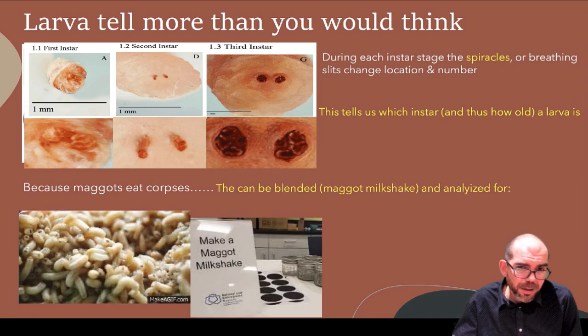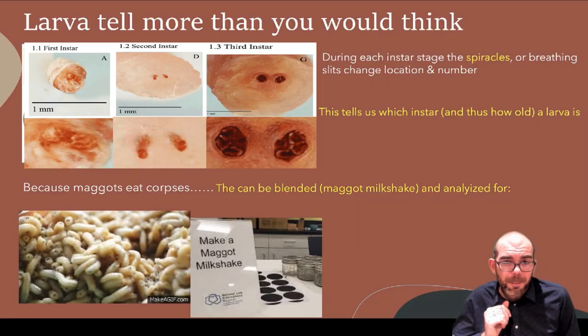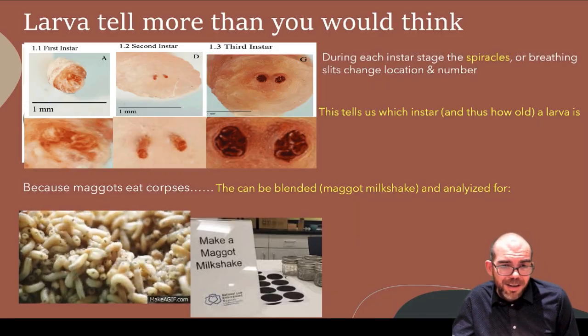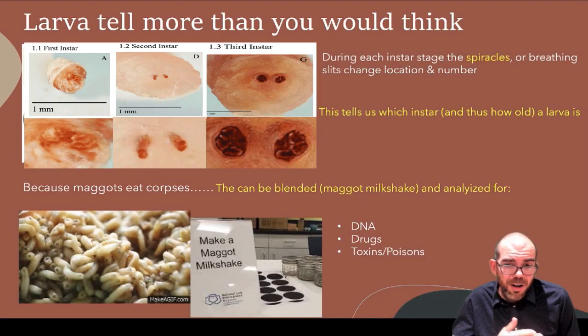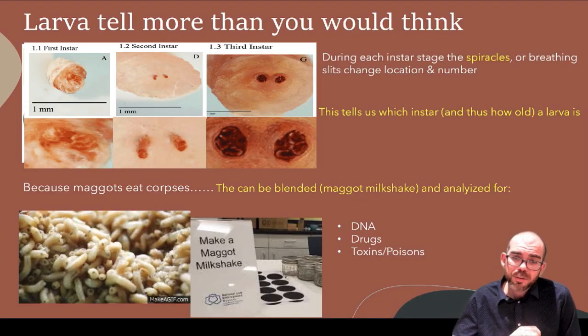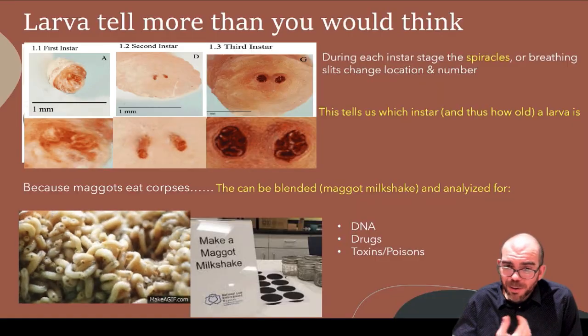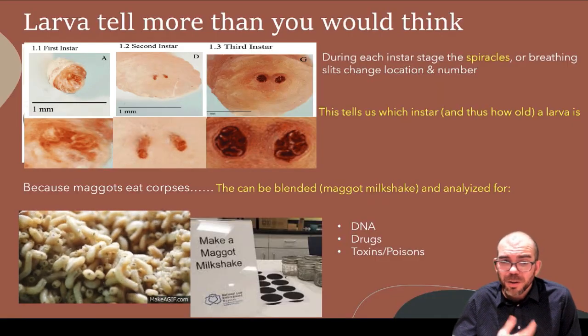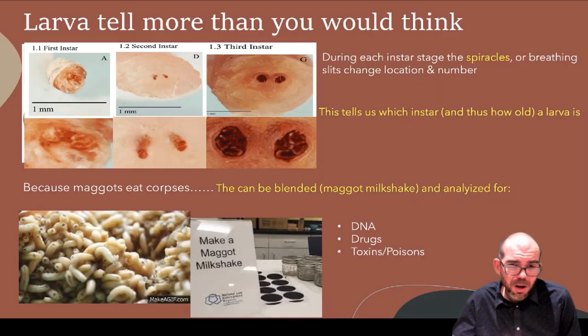They're eating a body. So if I blend those maggots together and make what's commonly called a maggot milkshake, I can actually analyze the content of what they've eaten for DNA, drugs, and toxins and poisons. That can be very helpful in determining the cause of death for a body you find. And if we can't tell from a body who it belongs to, this may be the only source for DNA if the body's too far gone.